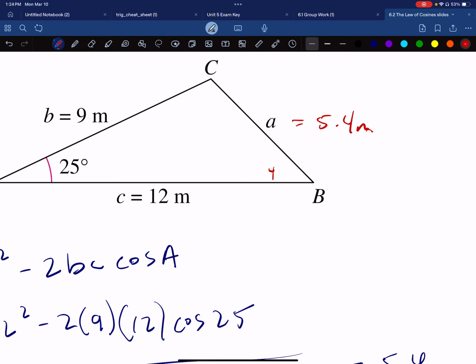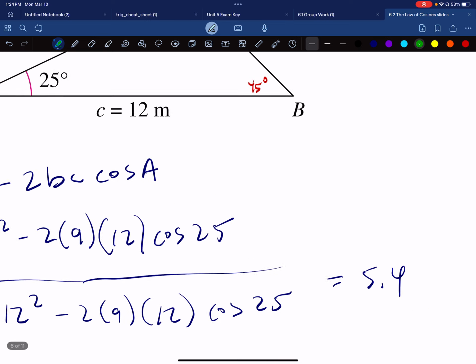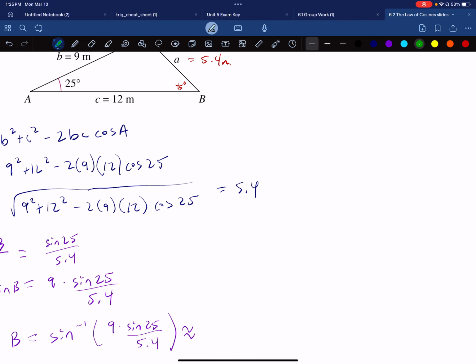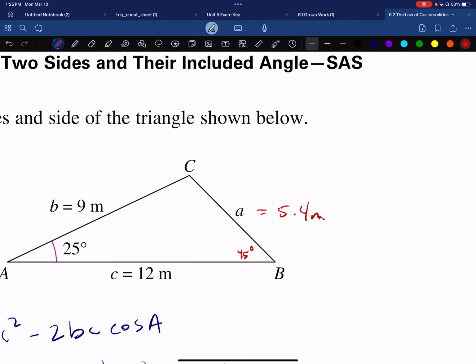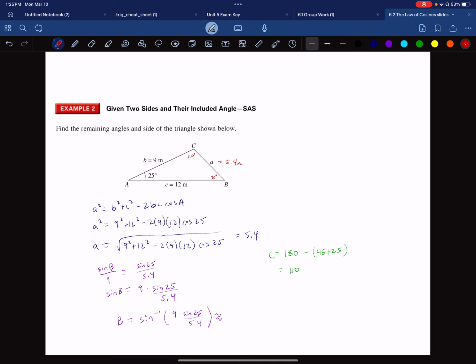45 degrees for angle B, and then again to solve for C, now that we know two of the angles, we can solve for the third. So C is just 180 minus 45 plus 25, which would be, what, 70? So C is 110 degrees. And so again, we have our solution to the triangle using law of cosines for the side angle side.